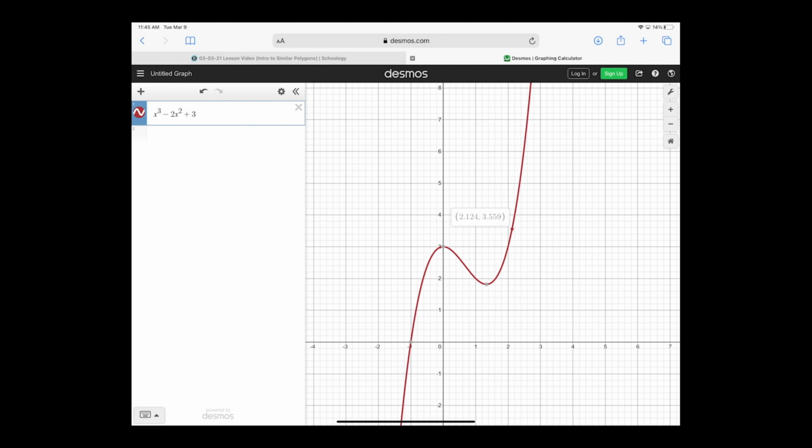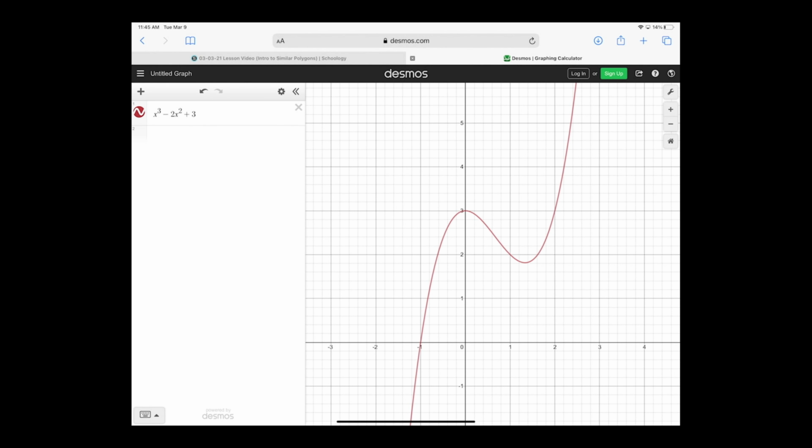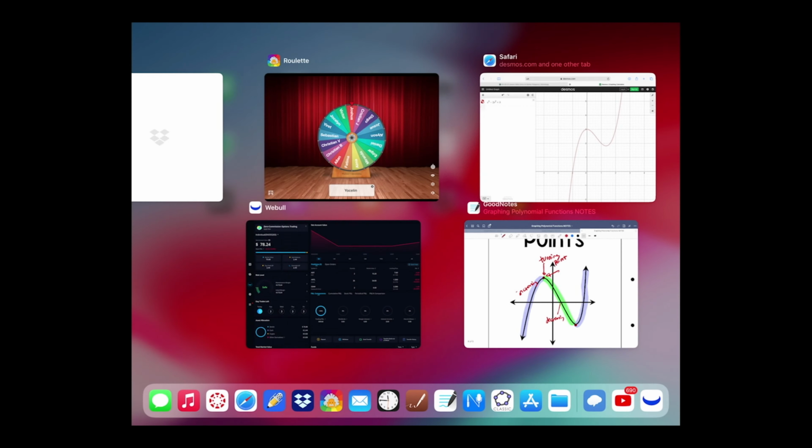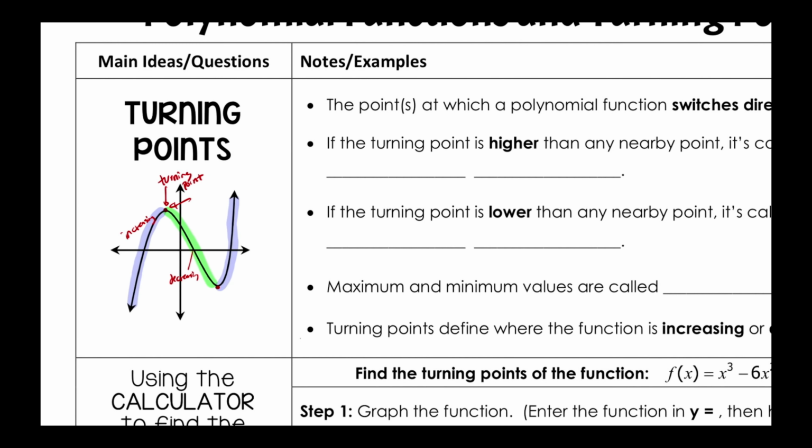So I think we spend more time describing the graph, understanding what's happening from when x is this to x is that, and stuff like that. So that's exactly what I want to do. So I want to look at turning points.